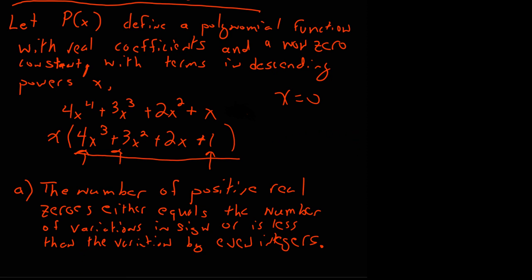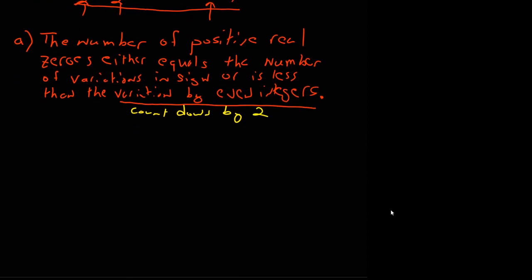What we're going to do, and this whole variation by even integers means we count by twos. We count down by twos, actually. So I will put in my new notation, count down by 2. And so let's see this in an example so these words can go back to what's happening.